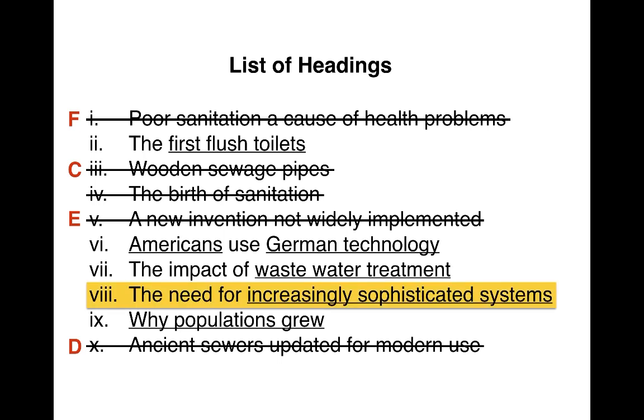The need for increasingly sophisticated systems. The need was required, sophisticated systems, complex networks. It wasn't explaining why populations grew either. So 8 is the correct heading for this one. We'll put paragraph B next to that.